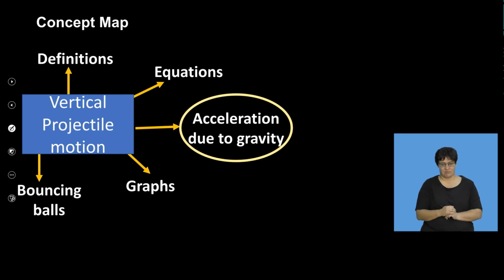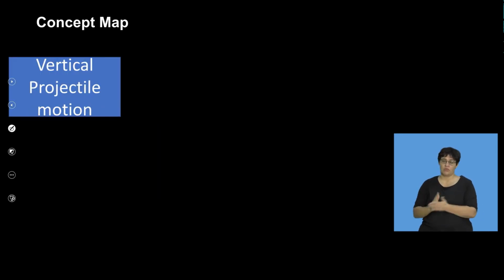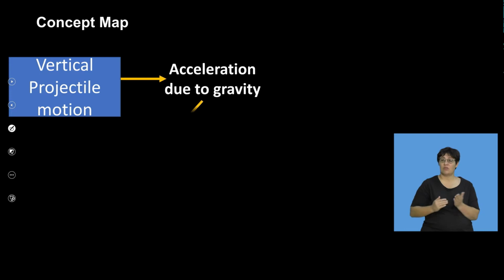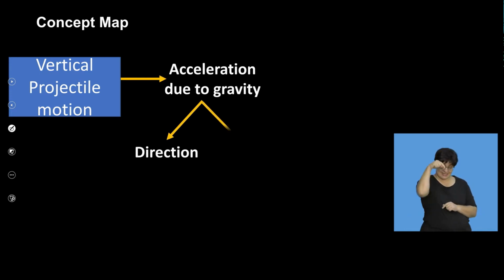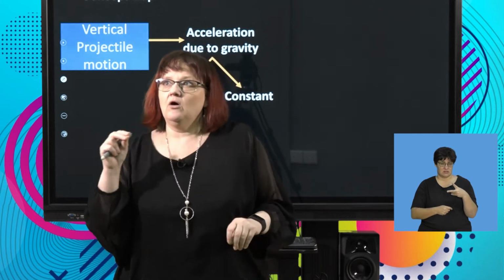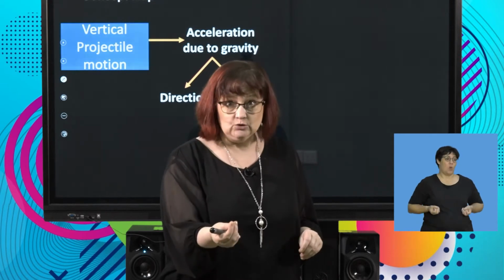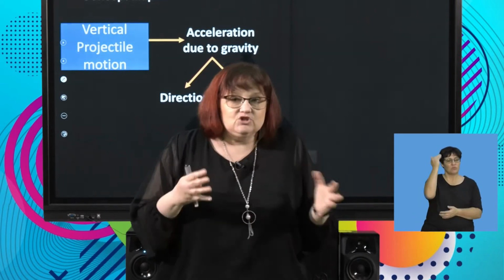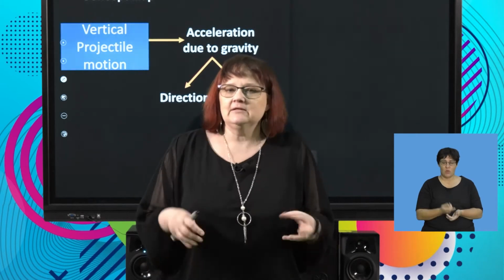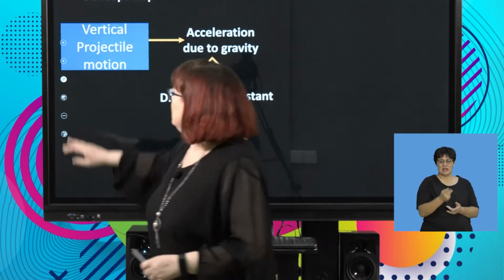And then we need to look at acceleration due to gravity. And the thing with acceleration due to gravity is that it has a direction that's always down, and it has a value that's always constant. Those two things are pieces of information that they expect that you know. They're not going to give it to you. It's something that's just known. It's an implied piece of information.